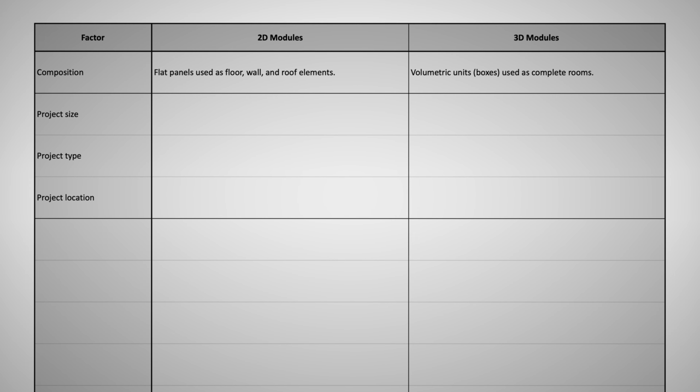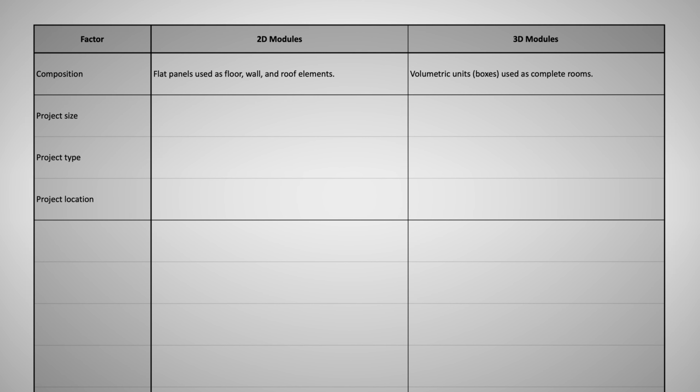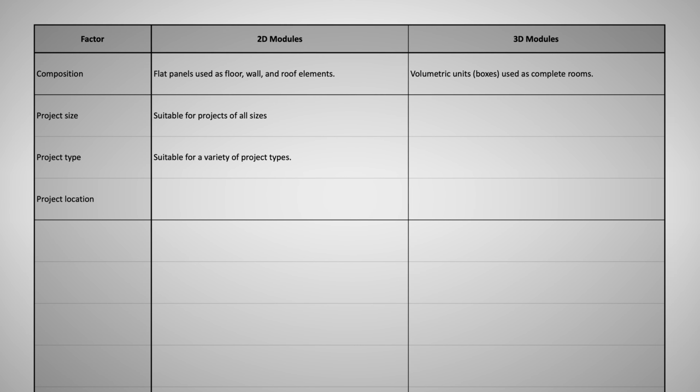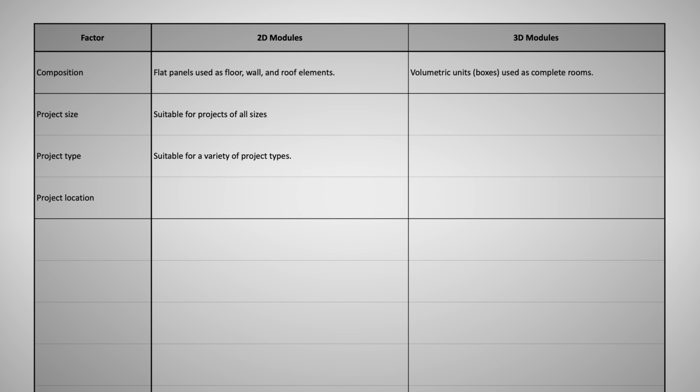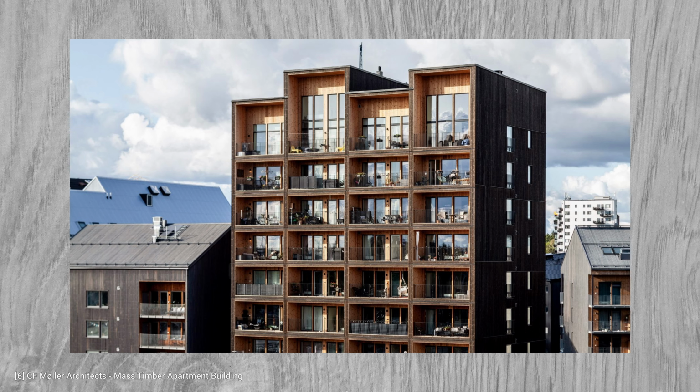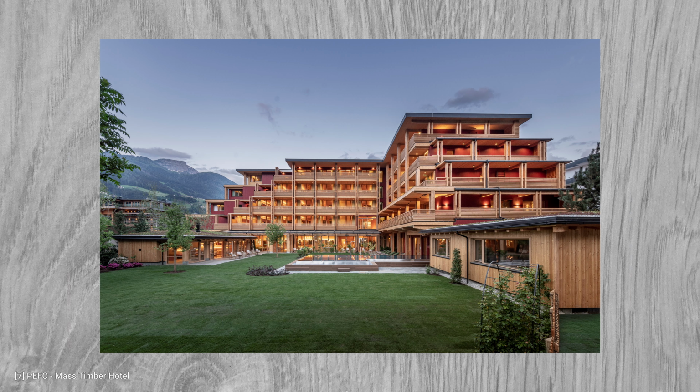When comparing 2D and 3D modules, several key factors come into play. Let's explore each in detail. First of all, we've got some project-specific factors such as the project size, type, and location. 2D modules are versatile, making them suitable for projects of all sizes and layouts. 3D modules excel in medium to large-scale projects with repetitive designs, such as apartment buildings or hotels.